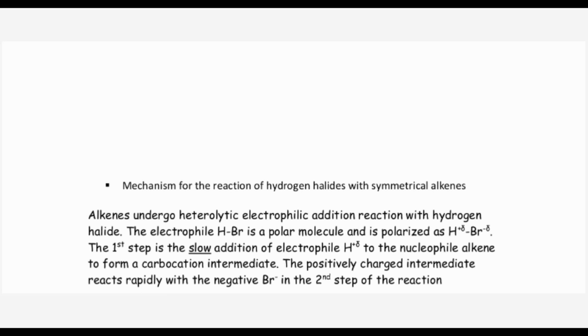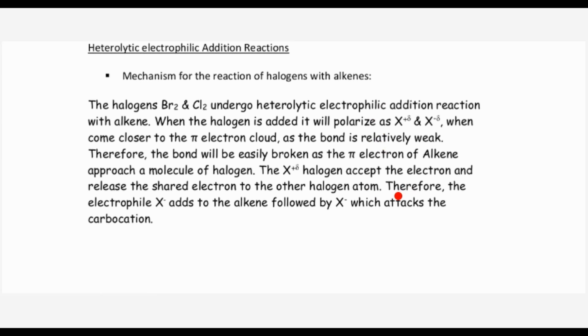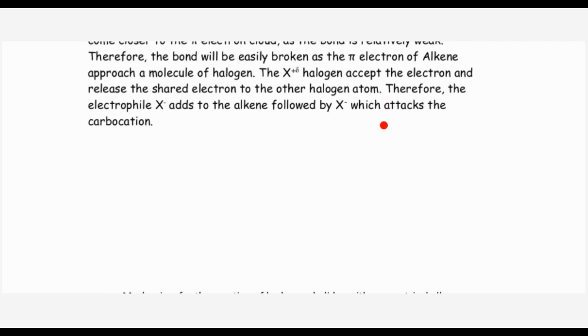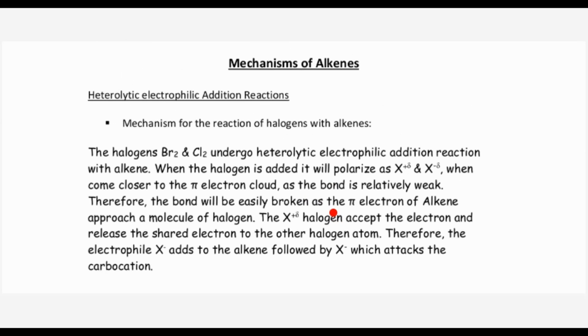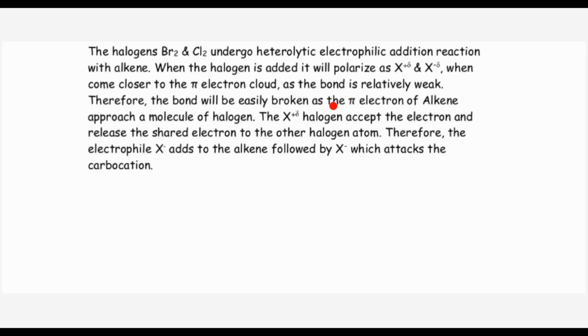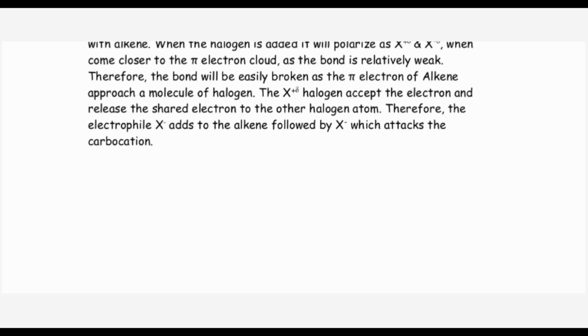So let's look into the mechanisms of heterolytic electrophilic addition reactions. Not all reactions, but only a few mechanisms. So the first mechanism is the addition of halogen to the alkenes, right? This mechanism is known as the heterolytic electrophilic addition mechanism. Let's look into why this is called heterolytic electrophilic addition.